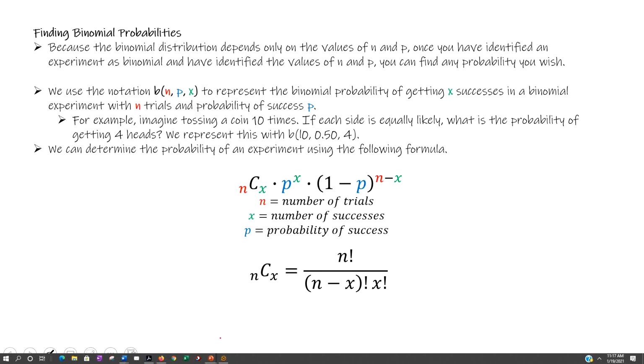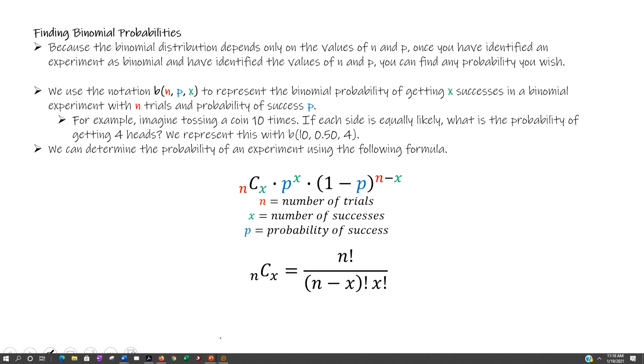Finding the binomial probabilities, we're able to use this crazy looking formula. We're told the number of trials, the number of successes, and the probability of each success in our questions. So we're able to plug all those numbers into our formula and get the probability for that specific event. What's the probability of getting 11 heads when we flip a quarter 20 times? Plug all the numbers in, and it'll pop out a percentage.